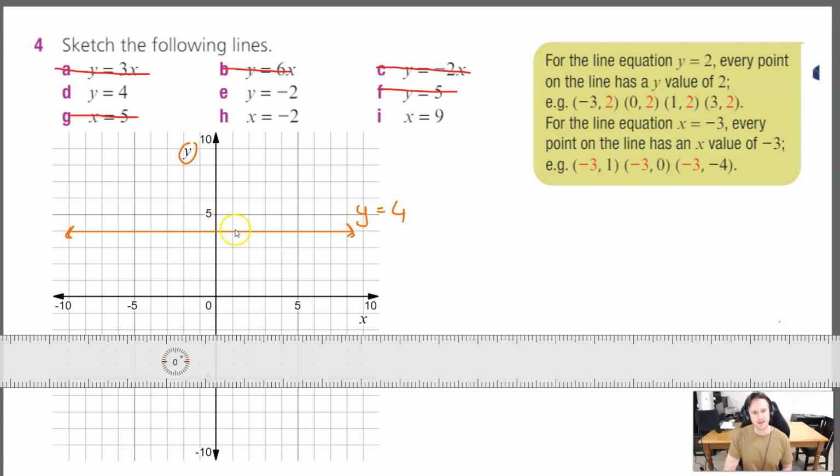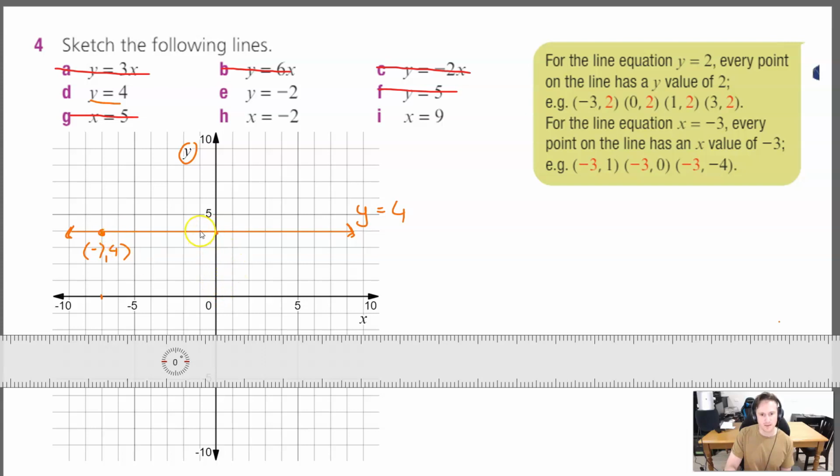Now the reason for that is, why does it go this way? Every point on this line is going to have a y coordinate of 4. So this one here, that dot would be x is negative 7 and y is 4, because we're going negative 7 on the x-axis and we're going 1, 2, 3, 4 on the y-axis.